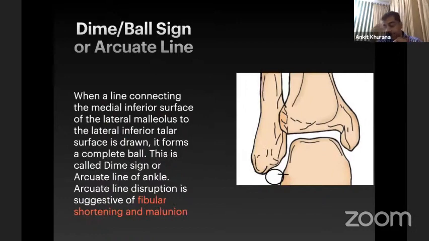And similarly, again, a very important sign that is commonly seen on the AP view is the dime sign or the ball sign, which is formed between the lateral process of the talus and the distal part of the articular part of the lateral malleus. And it should form a sort of a coin or a dime. And any fibular shortening or fibular malunion results in disruption of this dime sign, and it is an important marker intraoperatively when checking the C-arm in fixing ankle fracture.